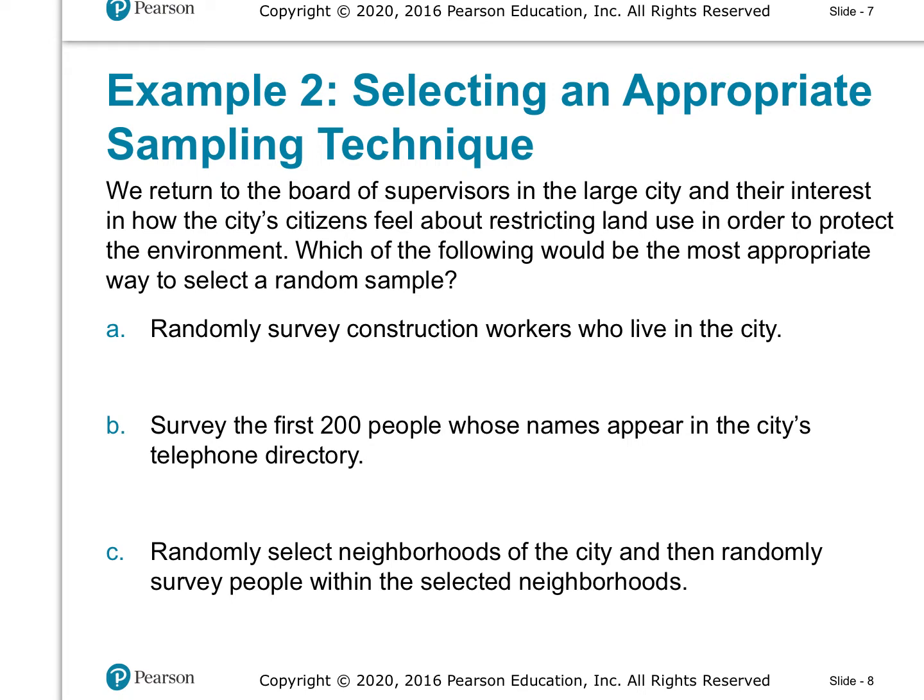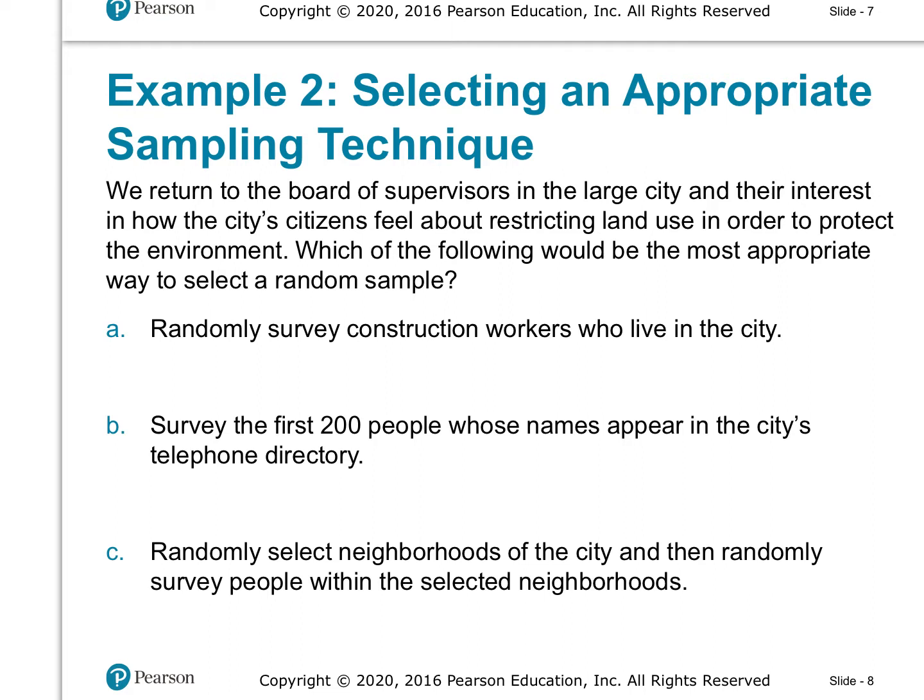So, example 2. We return to the Board of Supervisors in the large city and their interest in how the city's citizens feel about restricting land use in order to protect the environment. Which of the following would be the most appropriate way to select a random sample? The first option: randomly survey construction workers who live in the city. Obviously that wouldn't represent the whole population. It would only represent the construction workers.